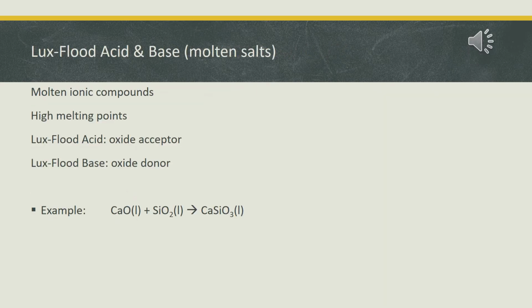Our fifth definition for acids and bases was given to us by Lux Flood, and he was dealing with molten ionic compounds. Ionic compounds have really high melting points, so we're dealing with really high temperatures. For example, table salt melts at over 700 degrees Celsius. That's more than 7 times the boiling point of water. So we're talking pretty high.